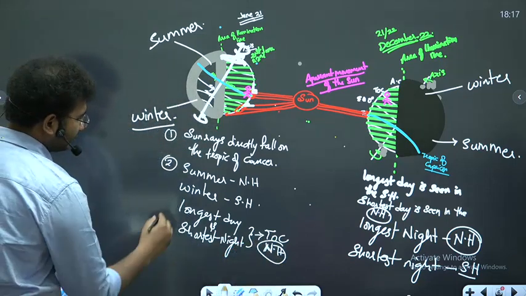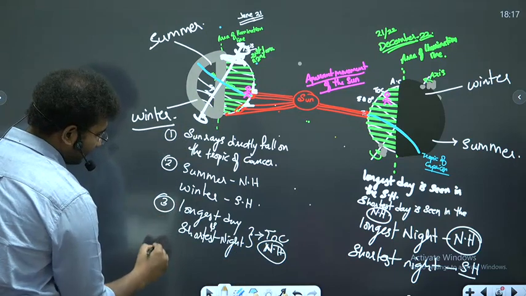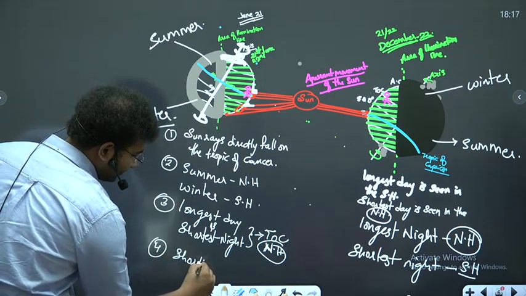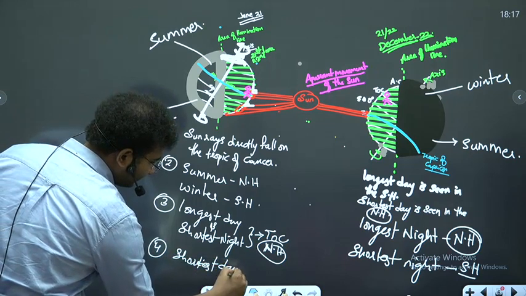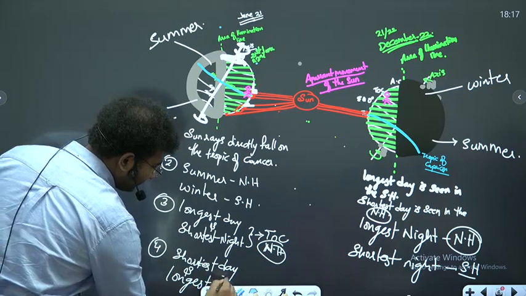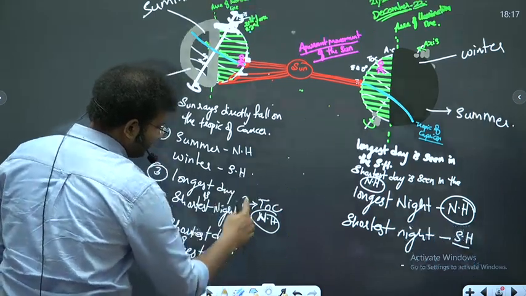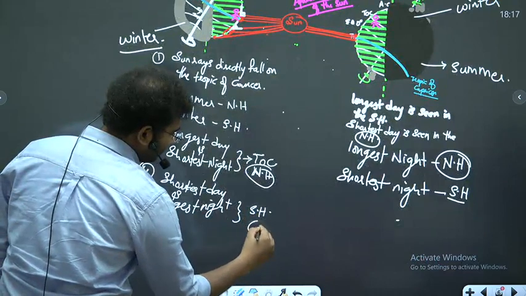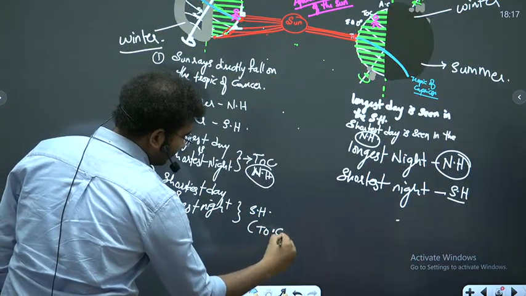Longest day and shortest night. Shortest day and longest night. Can be seen in Southern Hemisphere, that too on the Tropic of Capricorn.